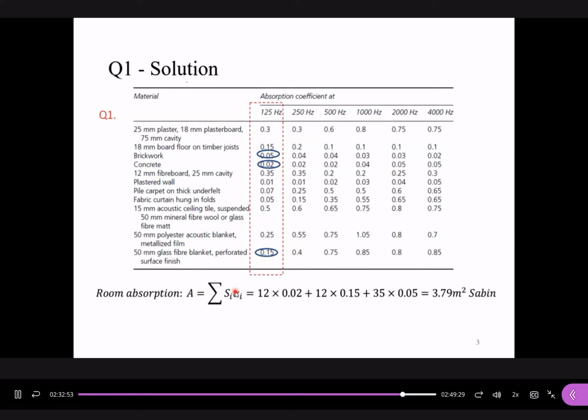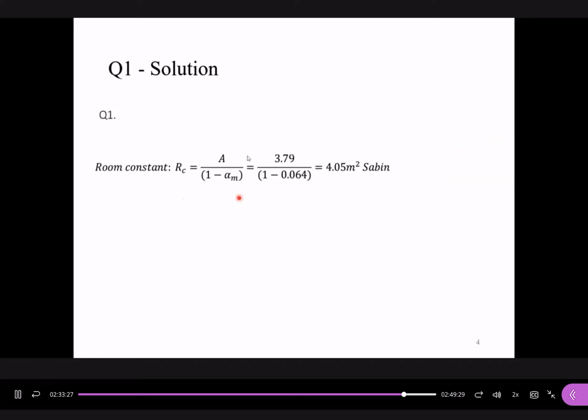Okay, now when we have this value, we can find the average absorption coefficient. The average absorption coefficient is the total absorption divided by the total surface area. It is equal to 0.064. When you refer to this figure, what does it mean? Is it reflective or absorptive? It is highly reflective, because it is closer to 0 than to 1. Okay, now for the room constant, this is the standard equation. We know that A is equal to 3.79 and the average absorption coefficient is 0.064. So the room constant is 4.05 meter square Sabine.